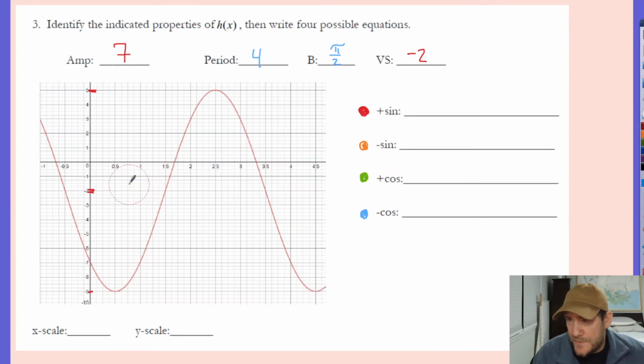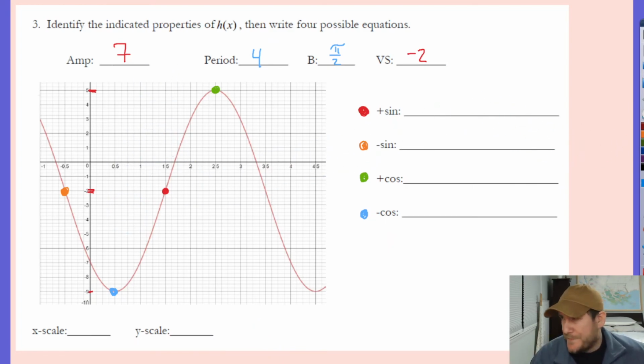So positive sine wants to start on a midline point that we're going up from, so right there fits the bill. Negative sine wants to be on the midline but decreasing. Cosine wants to be at a max. That's the only max we got. Negative cosine wants to be at a minimum. There you go. Alright, great.